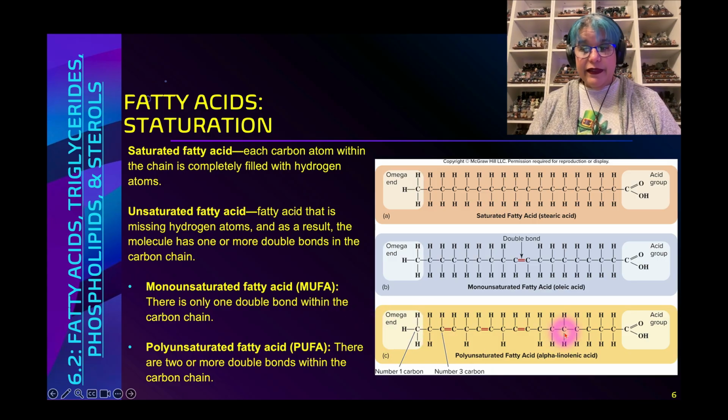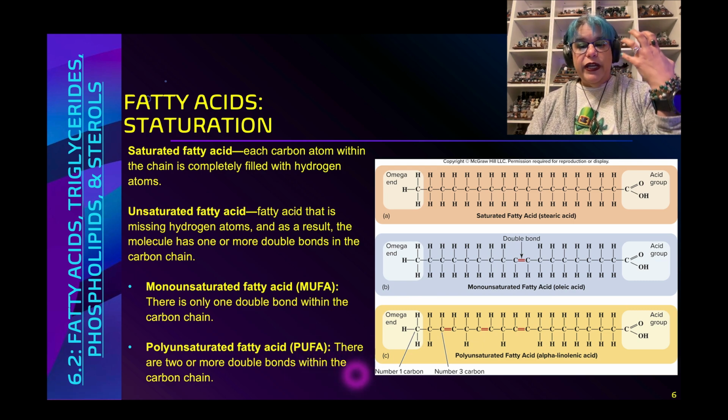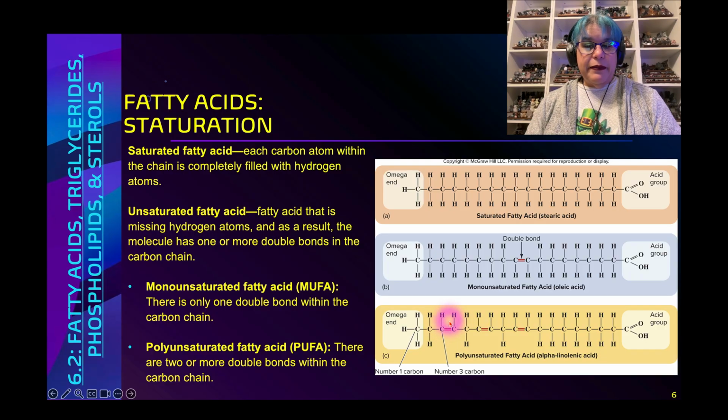Now here in the next example, you'll notice that I've got 1, 2, 3 double bonds. That automatically means it's more than 1, it's polyunsaturated. And again, because there is not ultimate saturation here, that means that it is not saturated. It isn't holding as many hydrogens as it possibly can.